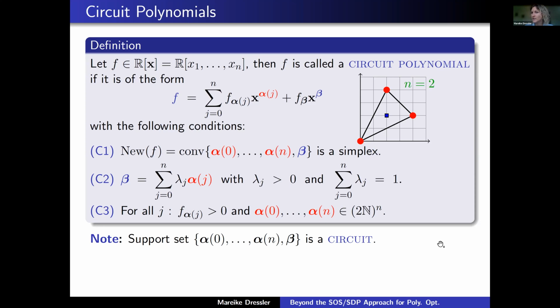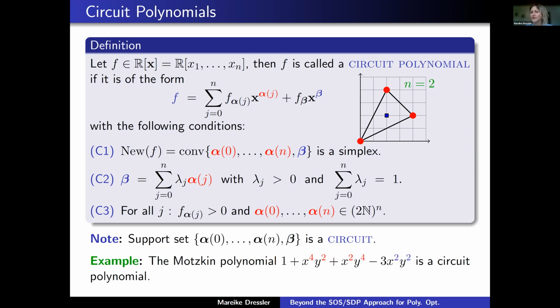You already encountered such a creature, namely, in fact, the Motzkin polynomial. This is a circuit polynomial. So the Motzkin polynomial, recall, was somehow the first polynomial known to be non-negative, but not a sum of squares. And in fact, it is a circuit polynomial.